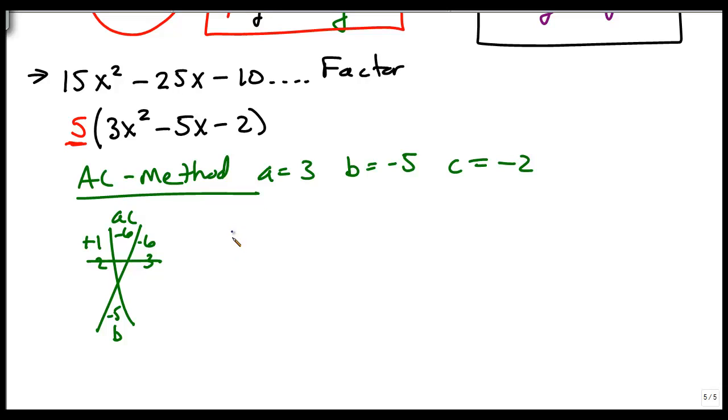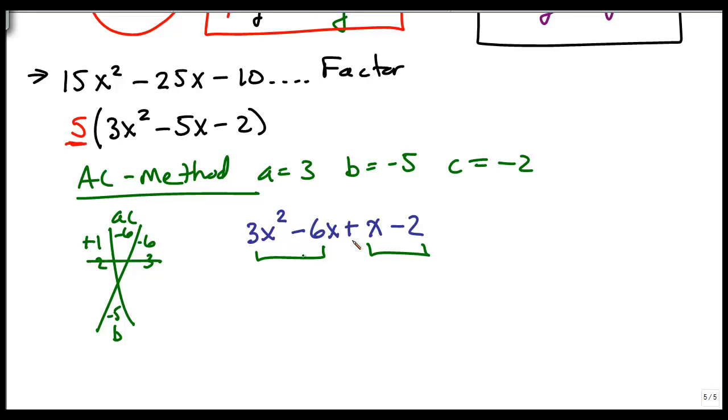Our next step is to rewrite. Remember that 5 is out front. So I have that 3x squared. Now instead of a minus 5x, I'll put a minus 6x plus 1x, or just x. And here we are. Oh, and minus 2.